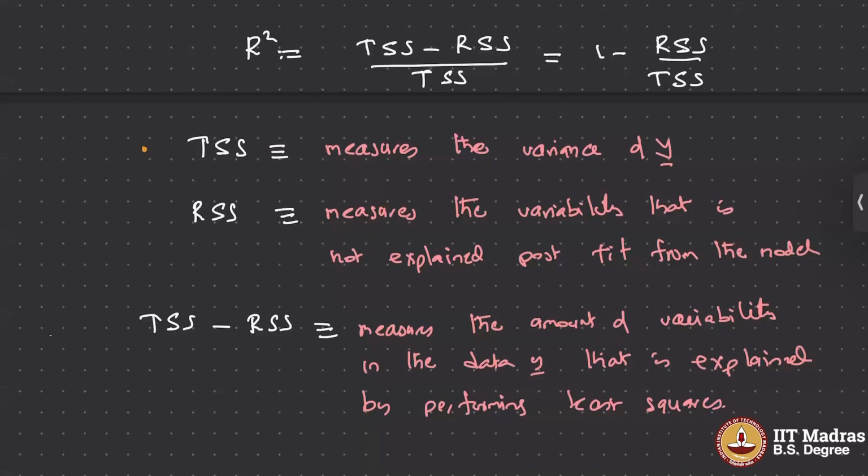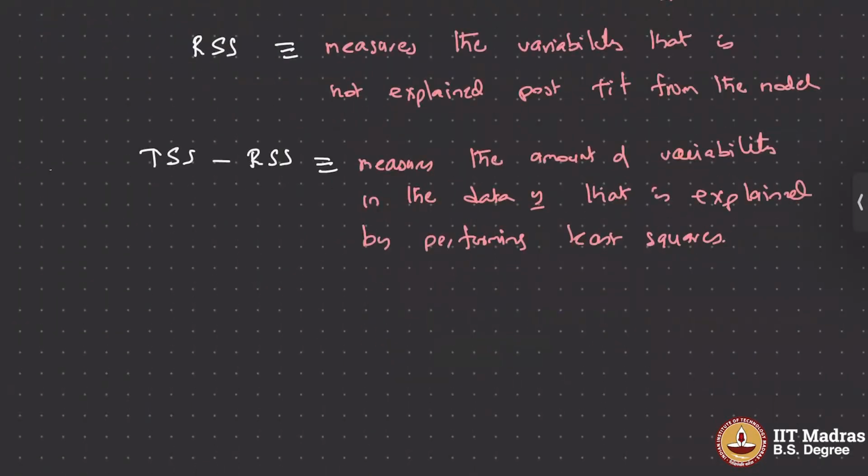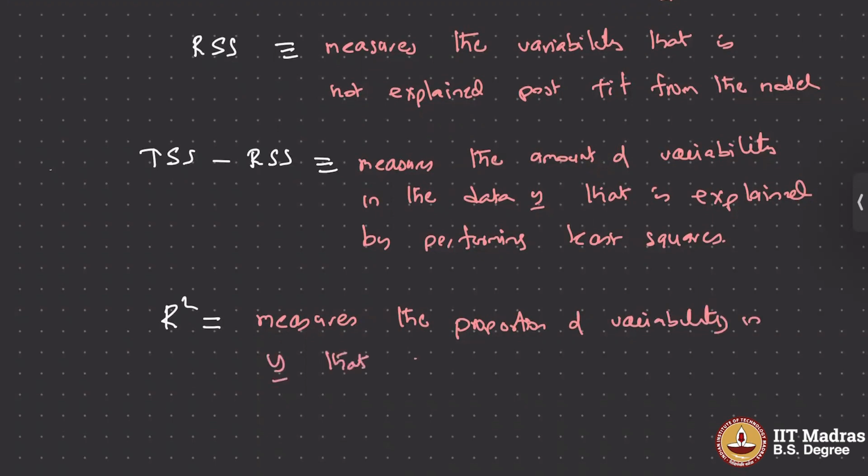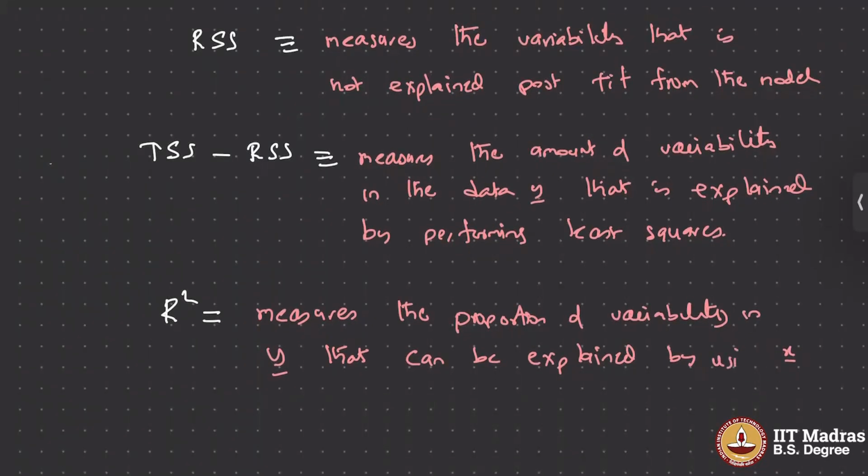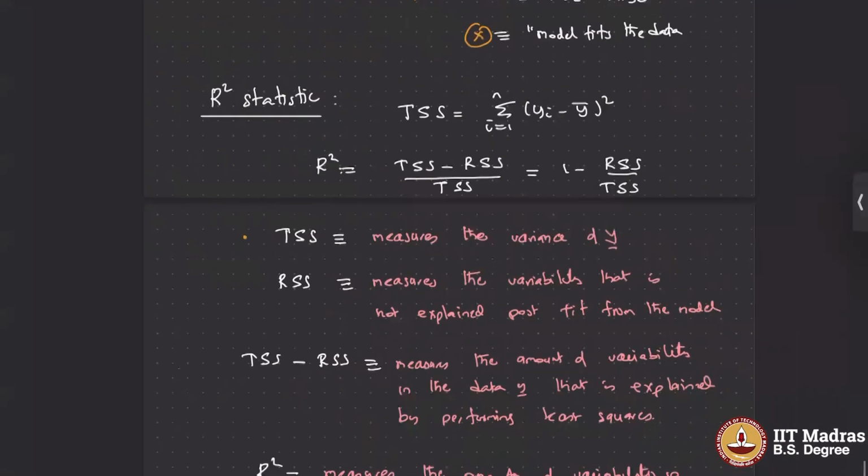Then what is R squared doing? R squared is 1 minus RSS by TSS, or TSS minus RSS by TSS. So the R squared statistic measures the proportional variability in Y that can be explained by using X. That's what these quantities exactly mean, the RSS and R squared statistic.